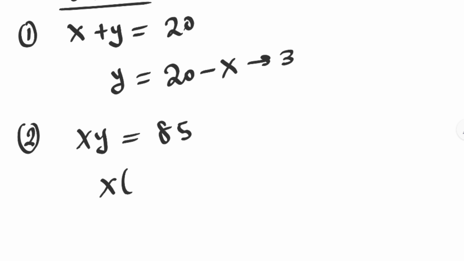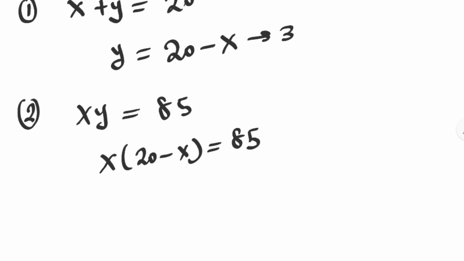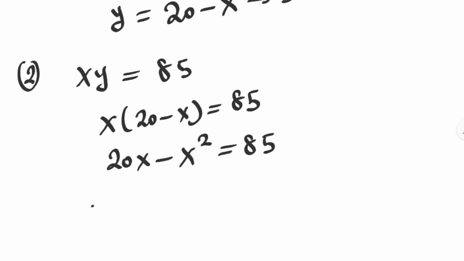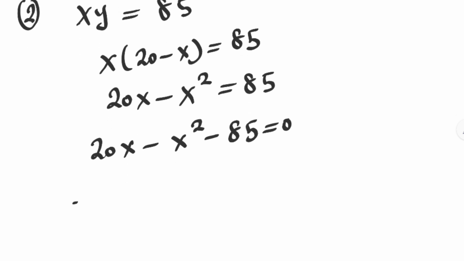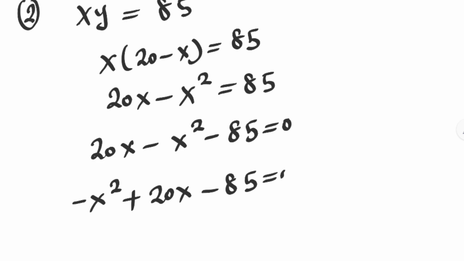x bracket 20 minus x is equal to 85. Let us open the bracket with x. x multiplied by 20, 20x, minus x multiplied by x, x squared, is equal to 85. And this can be written as 20x minus x squared minus 85 is equal to 0. Let us put this in standard form: minus x squared plus 20x minus 85 is equal to 0.